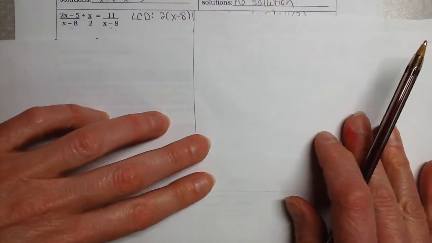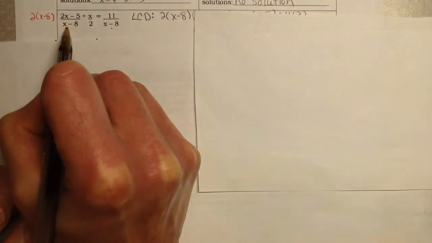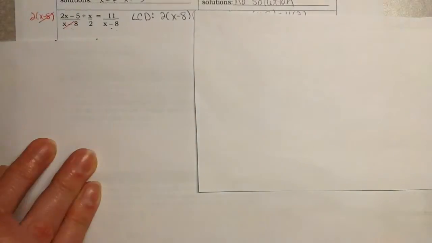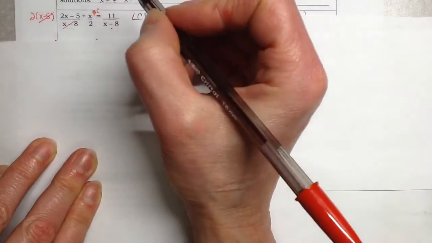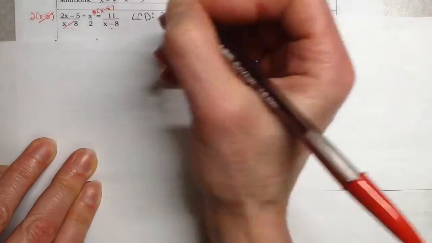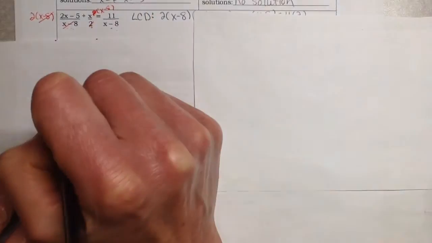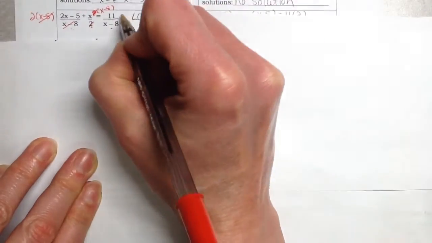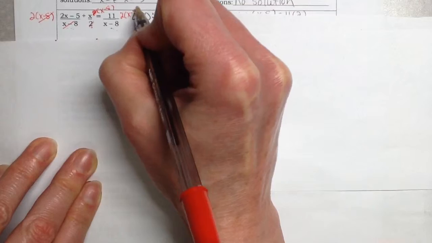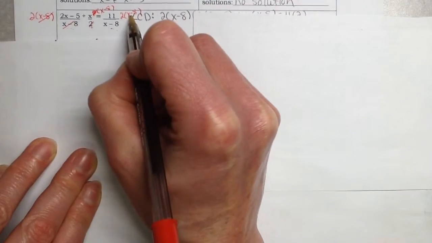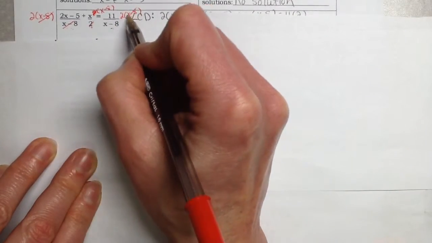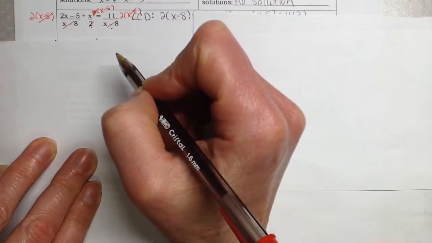So, this gets multiplied by 2 times x minus 8. And when we multiply and divide by that, that's just going to reduce to 1. And then this gets multiplied by 2 times x minus 8. Okay, and the 2 in the denominator, 2 in the numerator just turn into 1. This gets multiplied by 2 times x minus 8. X minus 8 in the numerator, x minus 8 in the denominator, that just changes to 1.